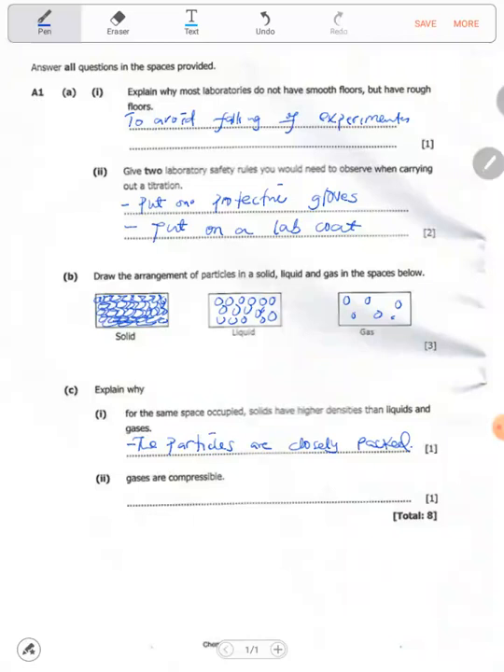Gases are compressible. Why are gases compressible? Because there are spaces between them. Because the particles have spaces between each other or between them.